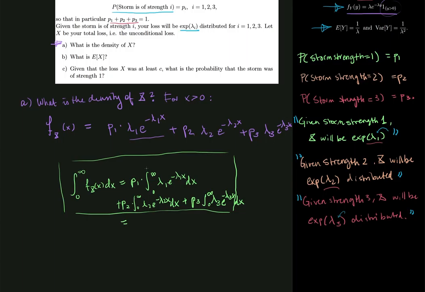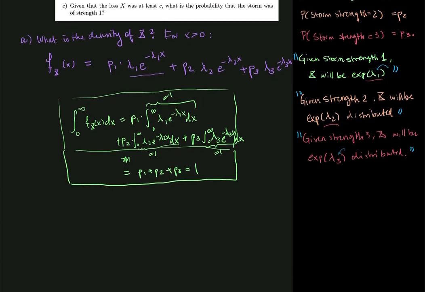What we see here is I have P1 multiplied by the integral of a density that is concentrated on 0 to infinity. So this is just equal to 1. And this integral is also equal to 1. And this integral is also equal to 1, because in all three cases I just integrate an exponential density. So essentially what I have is P1 plus P2 plus P3. And that is very nicely equal to 1. So at least this density does integrate to 1. That was the least that we could check.